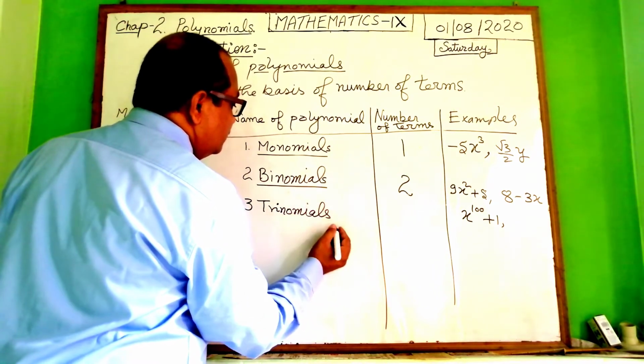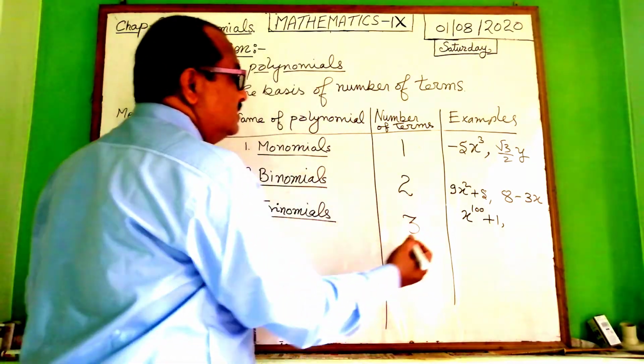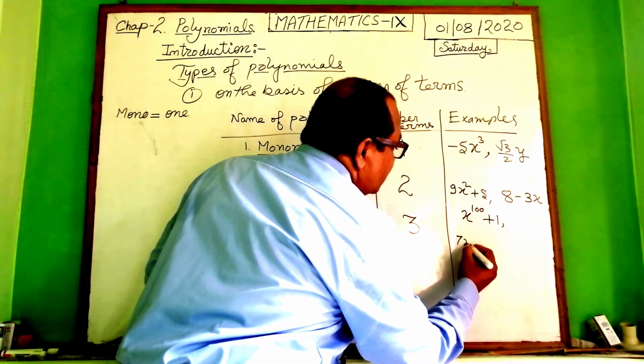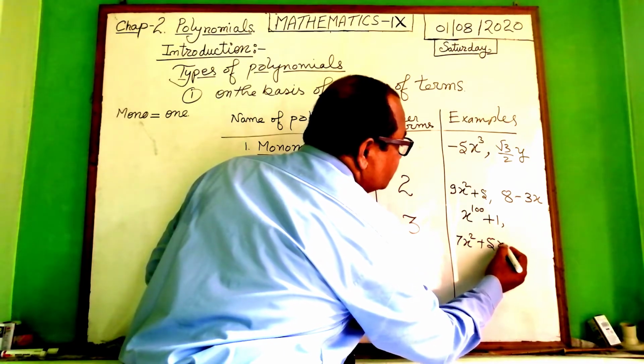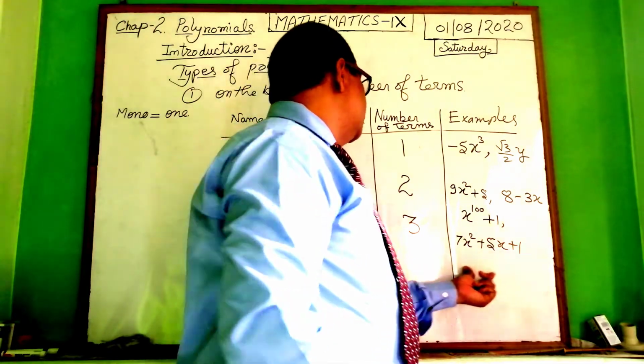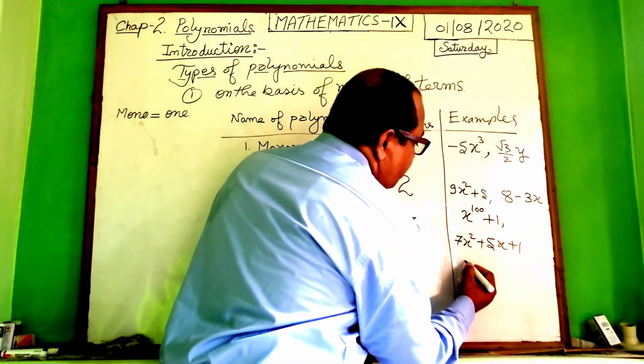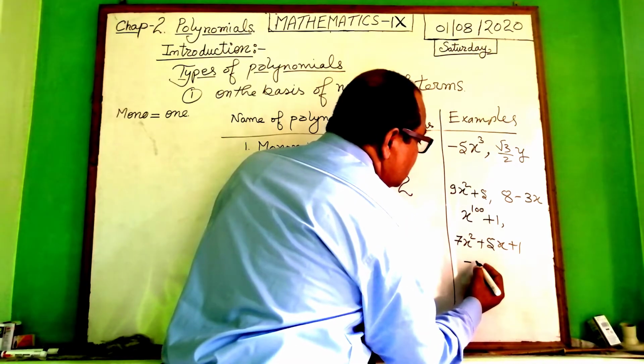What is the meaning of trinomial? A trinomial contains three terms. Suppose 7x square plus 5x plus 1. How many terms does it have? It has three terms, so it is a trinomial. One more example I would like to write.